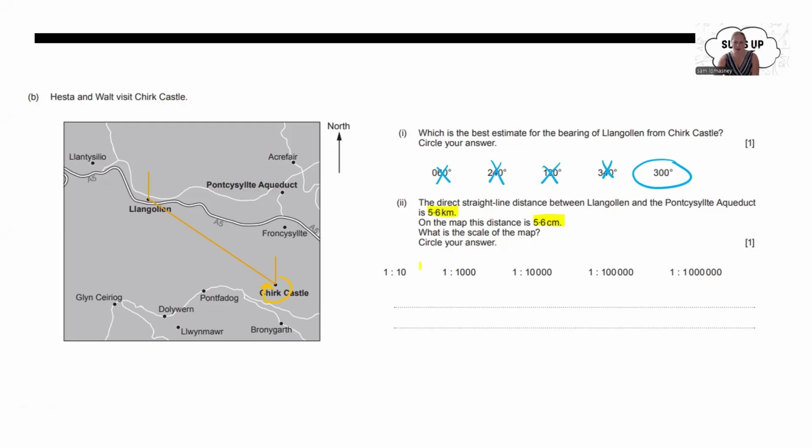What is the scale of the map? Amazing. So we're going to start with 5.6 centimeters, dot, dot, 5.6 kilometers. We're going to divide by 5.6 straight away and get those out of the way. So 1 centimeter is the same as 1 kilometer.